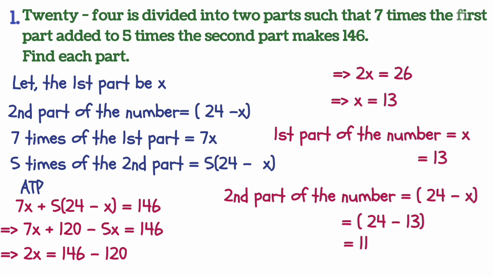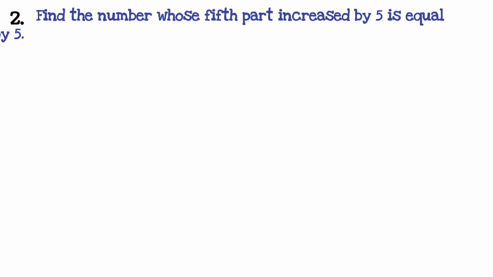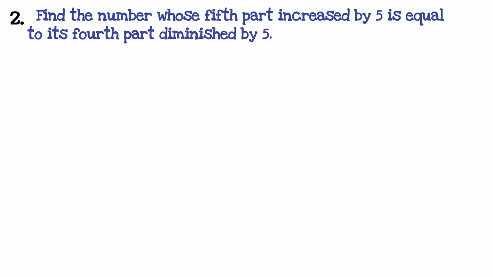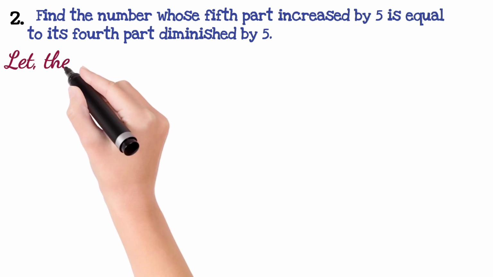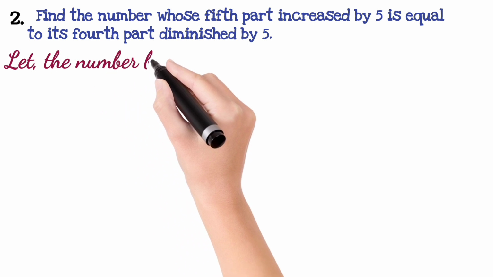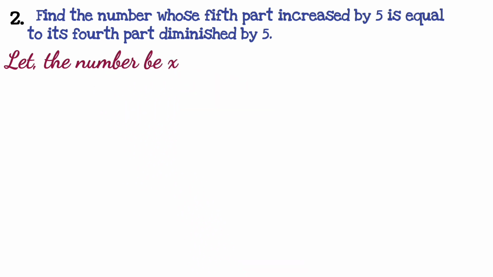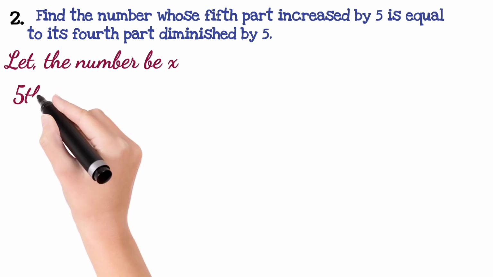I hope all of you understood. If you have any doubt, again I am telling you, ask me in the comment box, I will clear your doubt. Now go for the next sum, number 2. Let us first read the question slowly and understand the information. Find the number whose fifth part increased by 5 is equal to the fourth part diminished by 5. So first let us assume the number be x. So let the number be x.